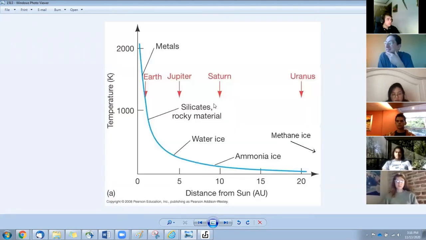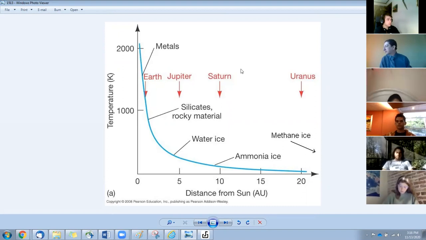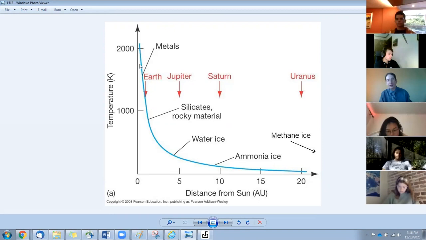Okay, so that explains most of the questions that I listed at the beginning. But now let's dive a little bit more into what makes a terrestrial world, what makes a Jovian world. And there's a lot going on in this figure, but it's worth spending a little bit of time on. The blue curve here shows the temperature of the nebula.